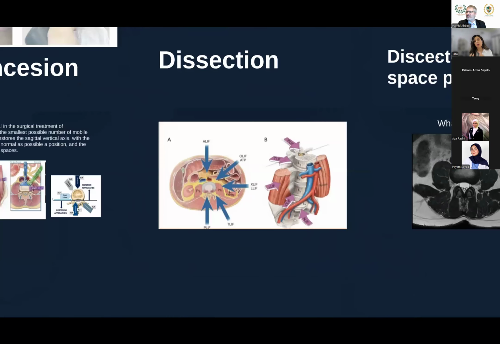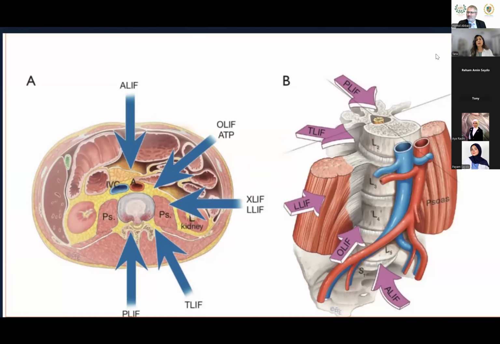When it is about correction of the sagittal balance and maintaining or regaining the disc height, lumbar interbody fusion is the ultimate solution. This is a simple diagram of all the LIFs, including PLIF, TLIF, LLIF, which is either DLIF or XLIF, OLIF, and ALIF.